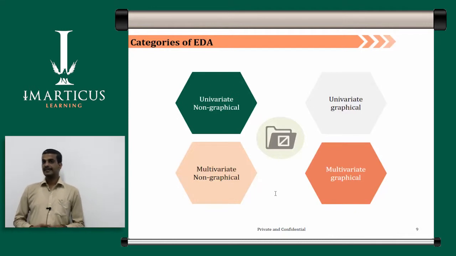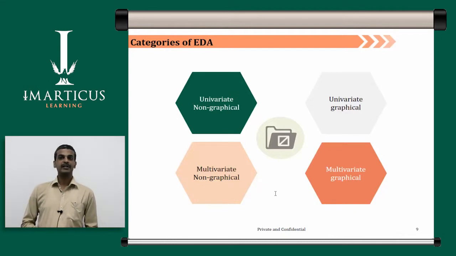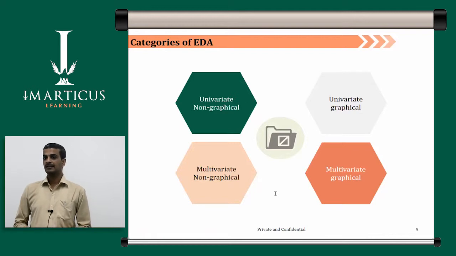So we have different categories: the univariate non-graphical category, the univariate graphical category, the multivariate graphical category, and the multivariate non-graphical category. These are the different categories of exploratory data analysis.